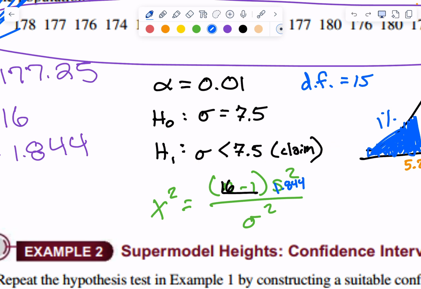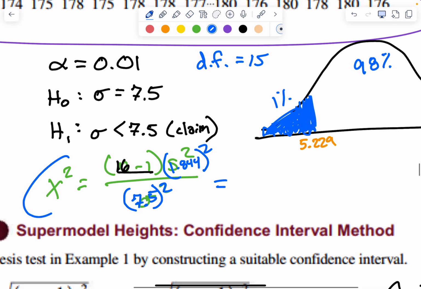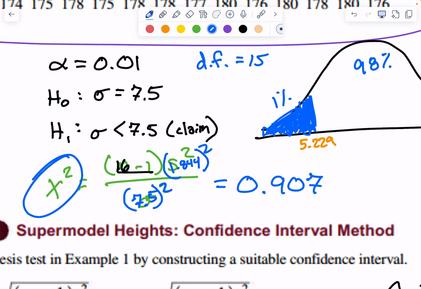Okay. 1.844. And don't forget to square it. If you screw up, that's going to be where you screw up. 7.5 squared on the bottom. Okay, there you go. We do that, then take the square root of it, right? No. Chi-squared is left as chi-squared because the chart is labeled chi-squared. So what do you get? 0.907.